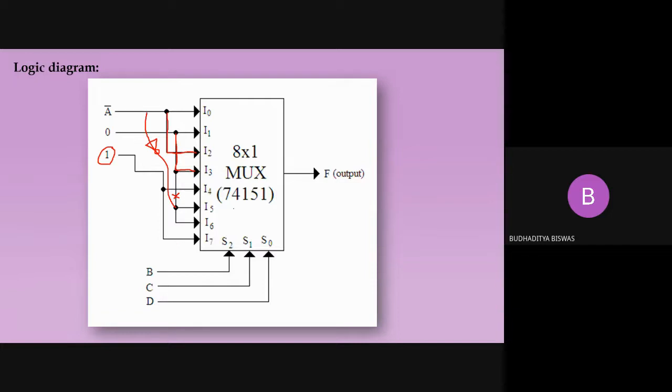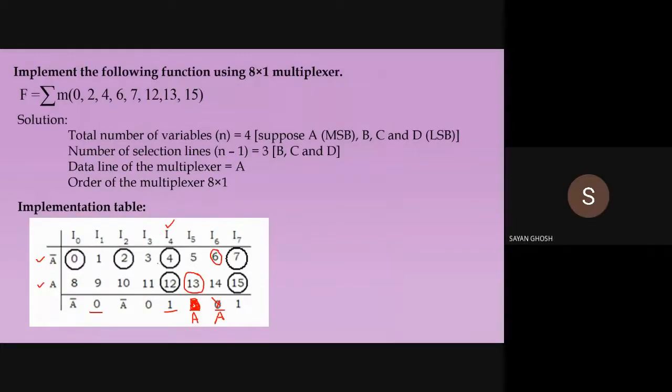Do I simulate this one in the circuit maker? Sir, here there is another A bar, there is 0 and 1. We could also take A here, sir. A? Sir, I am saying A is there.